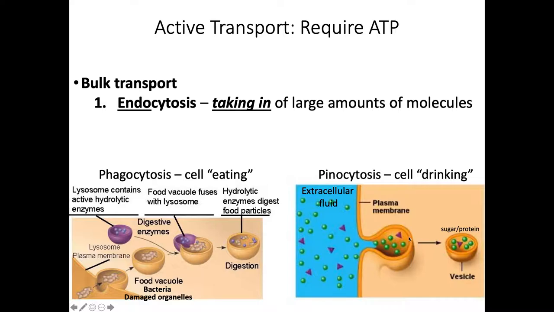And then another example of endocytosis is called pinocytosis. And then this is often referred to as cell drinking, where you have the outside of the cell, and then here's the inside of the cell. And basically, the cell is just drinking in the extracellular fluid, where it'll contain some sugar or protein, and it'll just package it in a vesicle to be used.